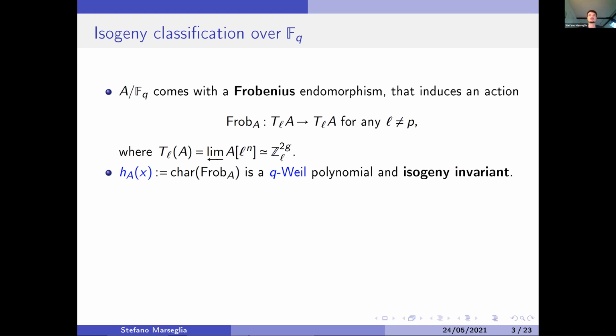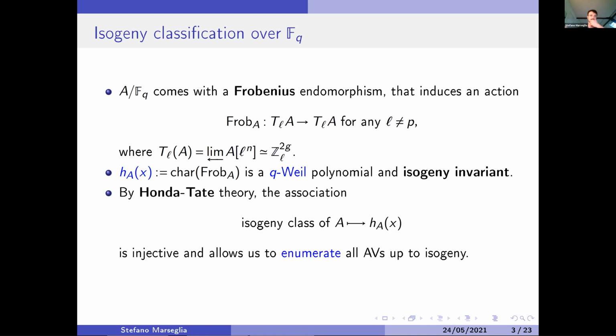Moreover, it is an isogeny invariant. So two Abelian varieties that are isogenous will have the same characteristic polynomial. But more is true. Indeed, Honda and Tate proved together that the association from isogeny classes of Abelian varieties over F_q to the characteristic polynomial is injective. So two Abelian varieties are isogenous if and only if they have the same characteristic polynomial of Frobenius.